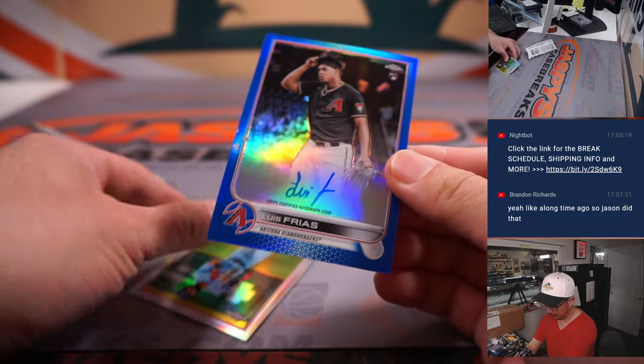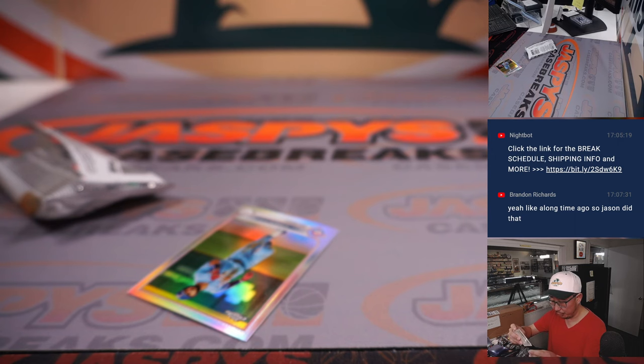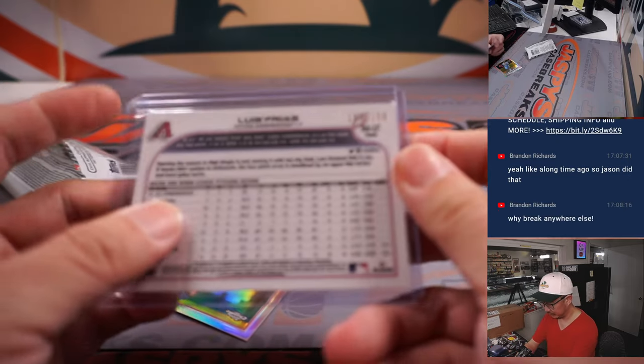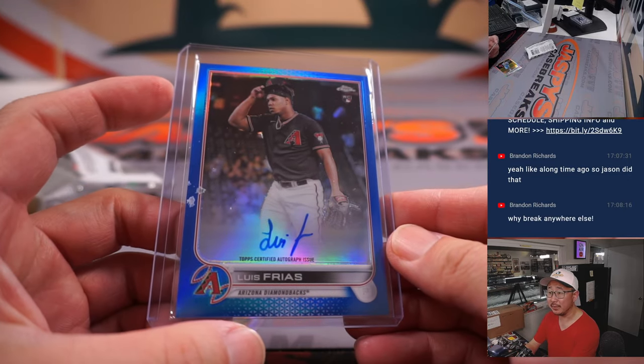And an autograph, Luis Frias rookie auto blue. That's for Conrad and the Diamondbacks. 100 out of 150.